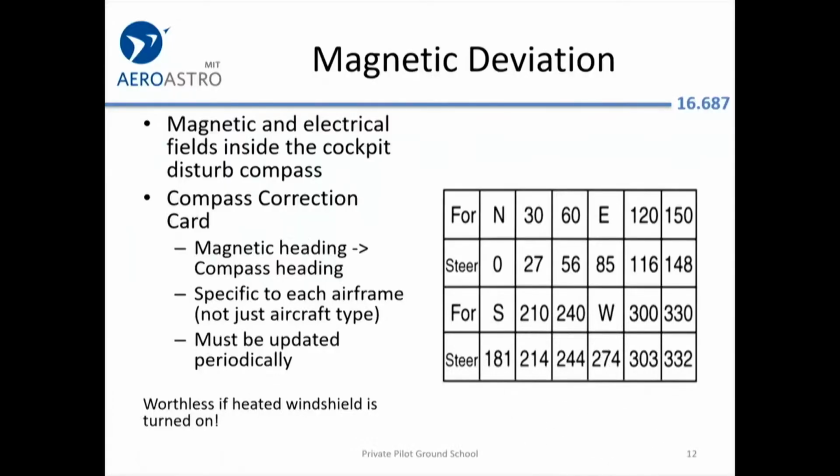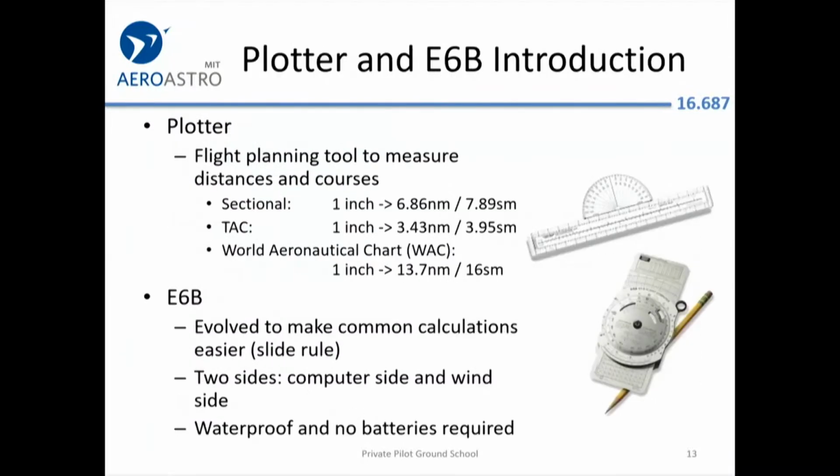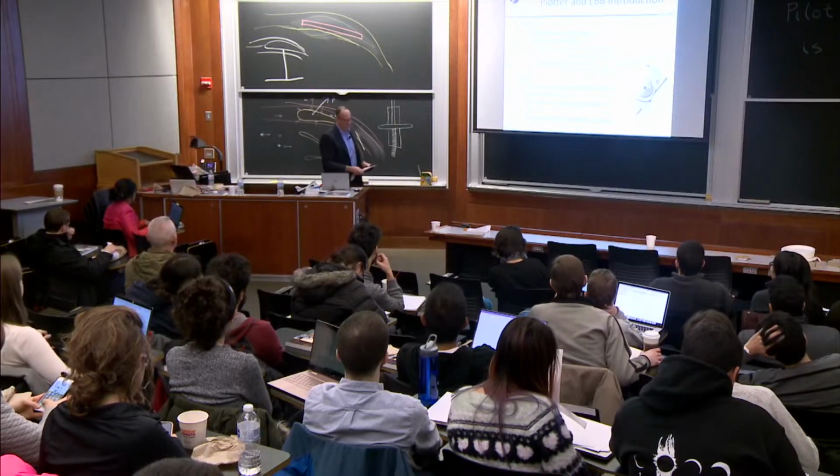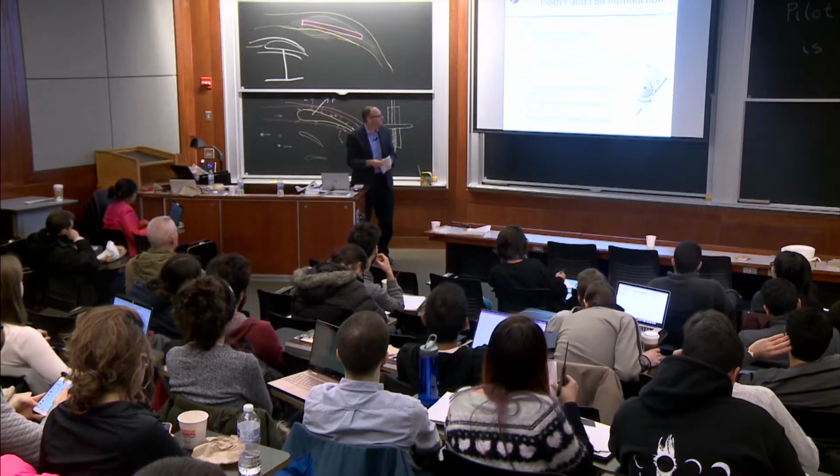It gets updated every couple years, I think, and as I noted earlier, if you have things in the airplane or systems like a heated windshield turned on, the compass may become kind of worthless. All right, so let's get out the tools. We're going to go through these more with flight planning, but basically you get your sectional chart.